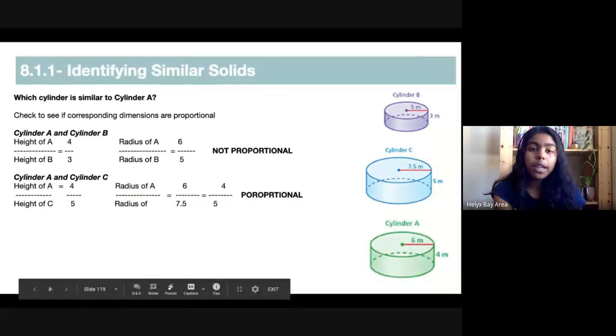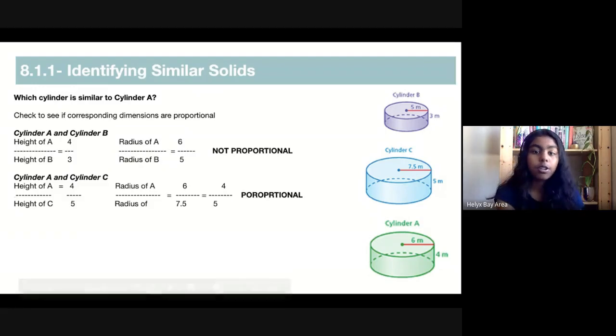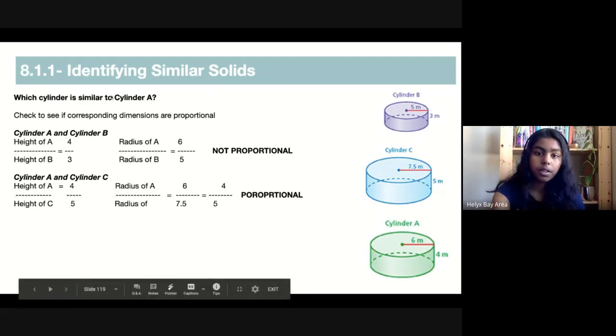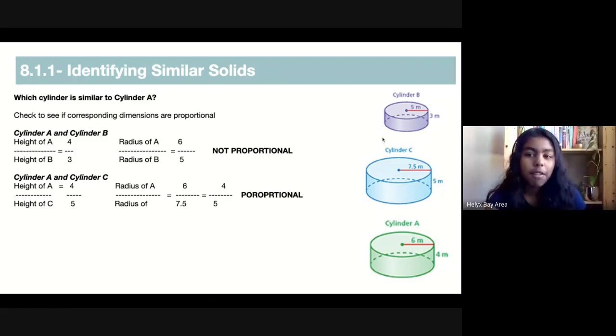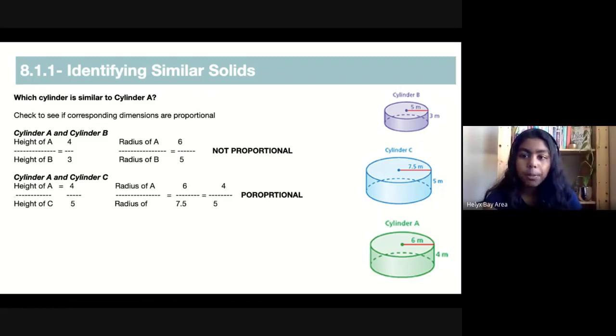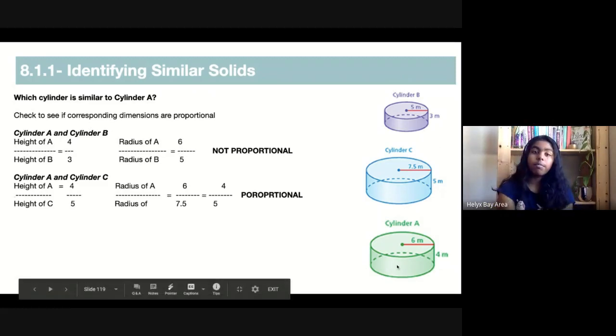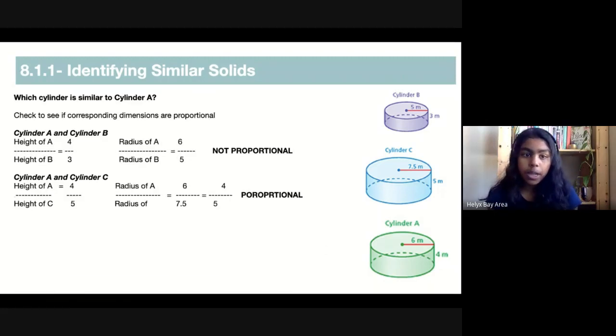So now we're going to be comparing different cylinders and trying to figure out which one of these are proportional. We're going to first be comparing cylinder A and cylinder B. If you look over to the right here, we have the pictures of the different cylinders. The purple is cylinder B, the blue is cylinder C, and the green one is cylinder A. So first we're looking at cylinder A and cylinder B, comparing the heights and the radius.